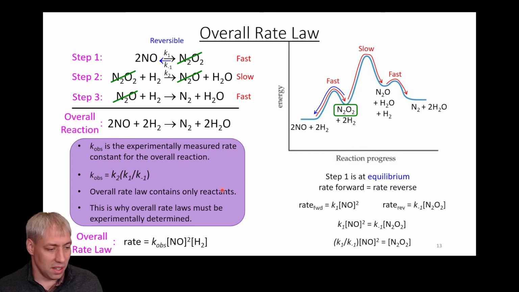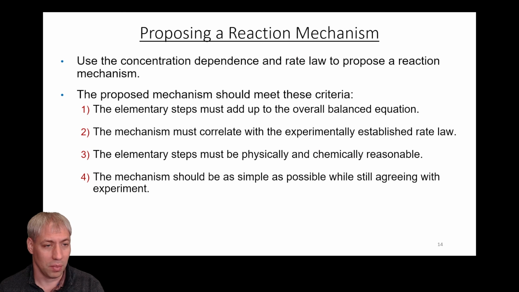All right, so that basically summarizes that again. K observed is the experimentally measured rate constant for the overall reaction. And so if you do temperature dependence and you figure out the activation energy and a rate constant, what you're actually measuring is this second step here, or a sum of first and second steps based on these rate constants here. Overall, the rate law has to only contain reactants. You can't have intermediates in there. And again, this is why it's so complex. You can't just write a rate law based on stoichiometry. You have to write it based on experimental data.